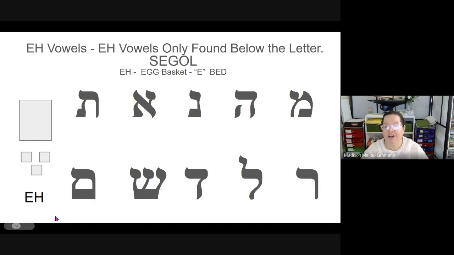Except it's kind of tricky here. Final mem really won't have a vowel underneath it. So I kind of put that there as a trick to see if anyone remembered from their past experiences seeing a vowel under a final mem, and that doesn't occur.